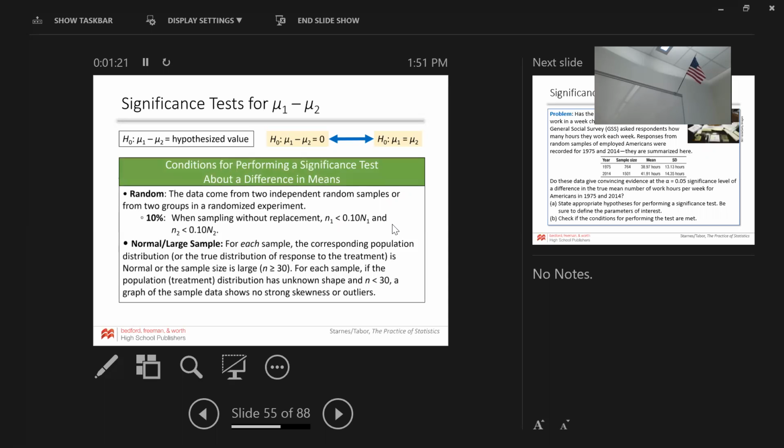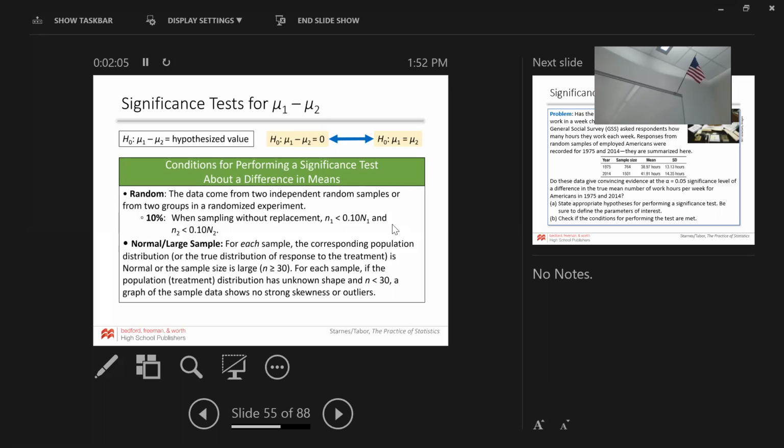Well, I got the conditions. So the conditions are SRS if it's an observation, random assignment of treatments if it's an experiment. 10% condition. We are sampling. This goes for everything. It could be a proportion or a mean. That's why these two are first and second, because they go across proportions and means. The sample's got to be less than 10% of the population because we're sampling without replacement, and the algorithm expects you to put something back in. So we're not putting people back in, so we can't have our sample be more than 10% of the population.